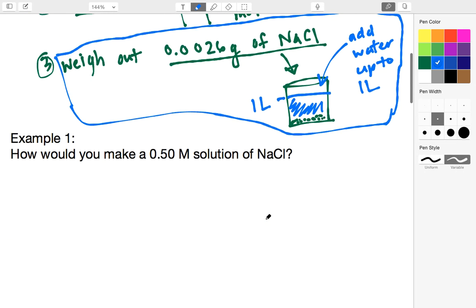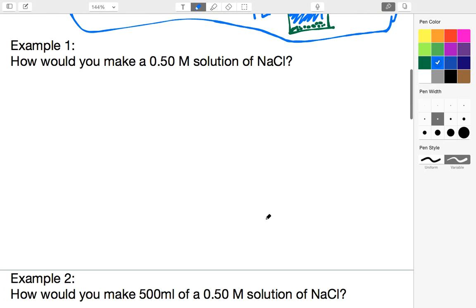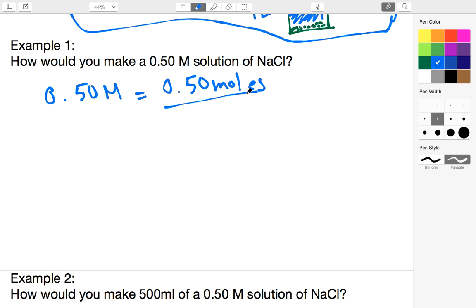So let's try a different example. This one you can work on your own, so just pause the video, and then I'll go over the problem fairly quickly after this because we already went through it in the first example. So example number 1 asks, how would you make a 0.50 molarity solution of NaCl? Right, so same kind of deal where I have 0.50 molarity, which means I have 0.50 moles in 1 liter.